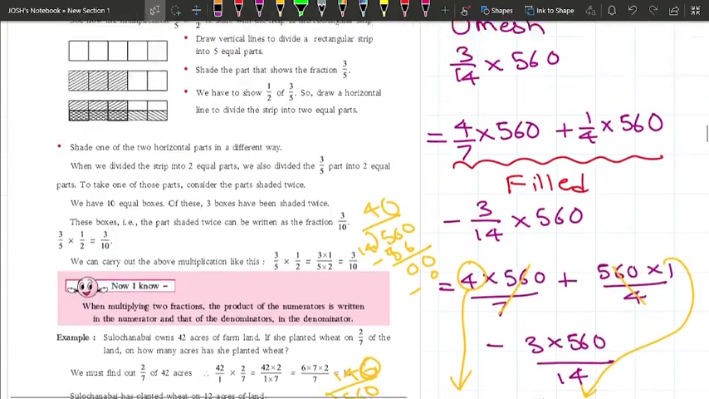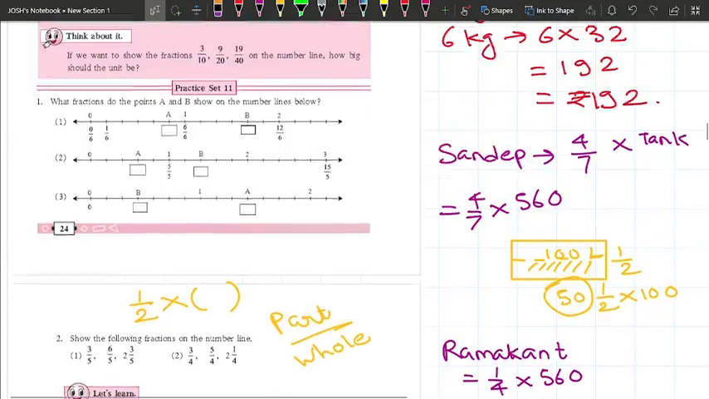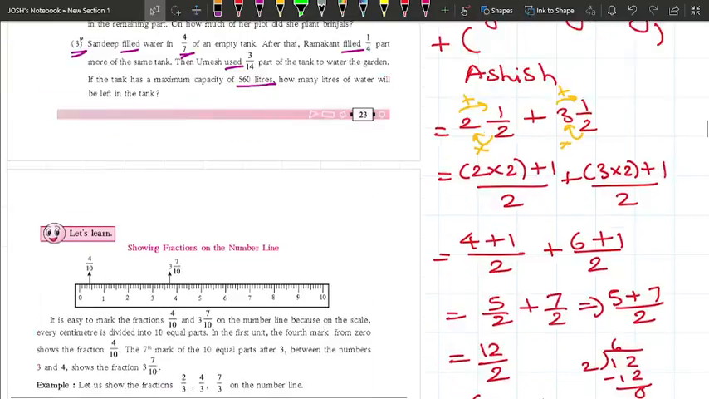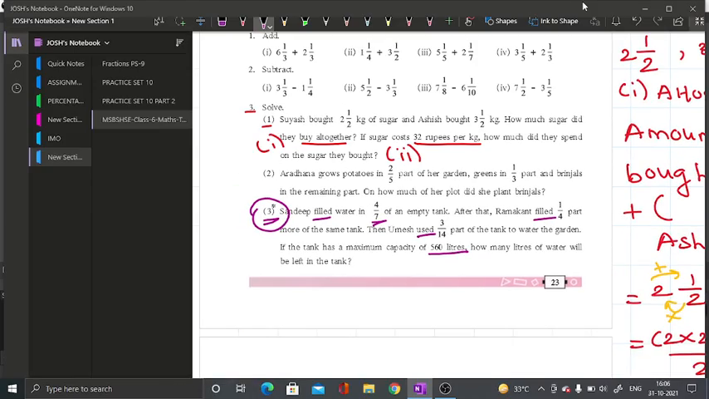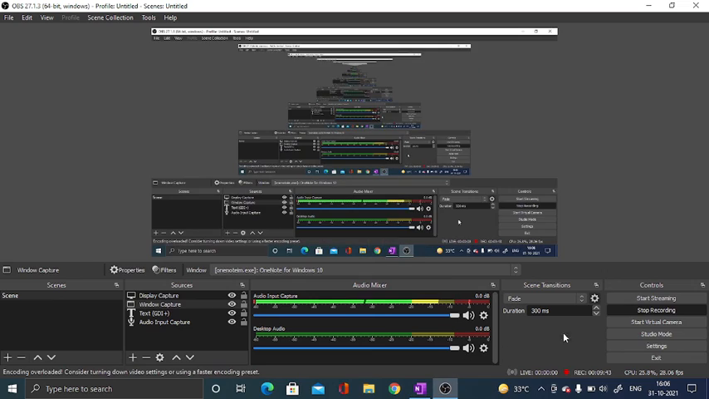So guys, we just solved the question with a star mark. I hope you get this. That is it for today. Thank you.